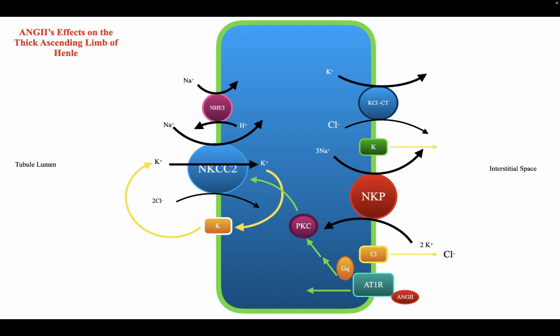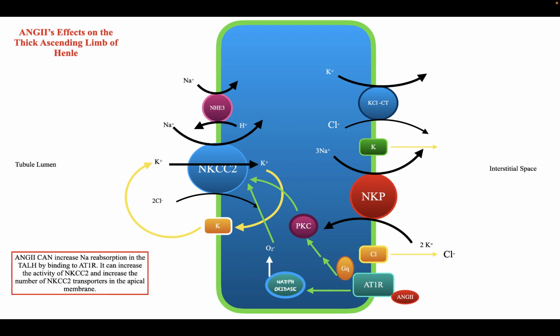Another effect of the AT1 receptor is it can increase the activity of NADPH oxidase. NADPH oxidase can produce peroxide, which will also increase the activity of NKCC2. So Ang2 can increase sodium reabsorption in the thick ascending limb of Henle by binding to the AT1R. It can increase the activity of NKCC2 and increase the number of NKCC2 transporters in the apical membrane.